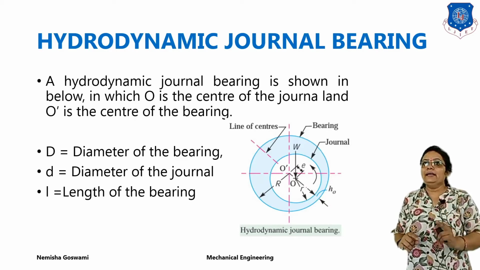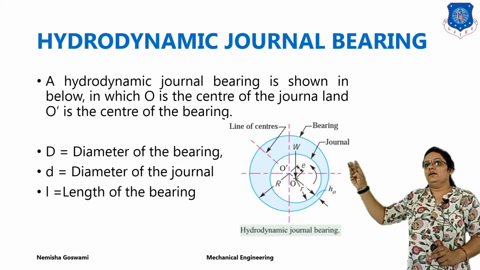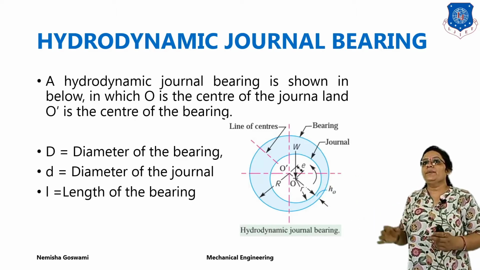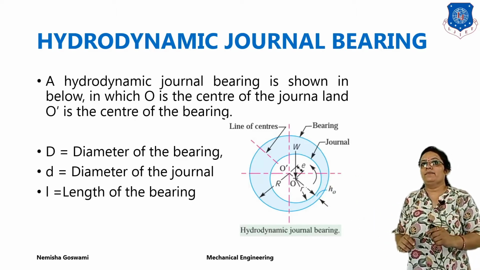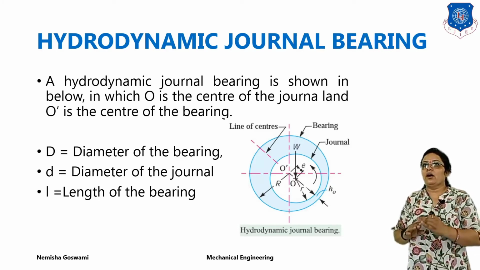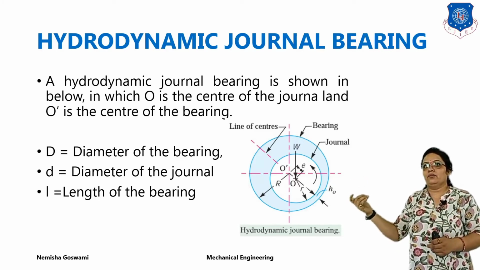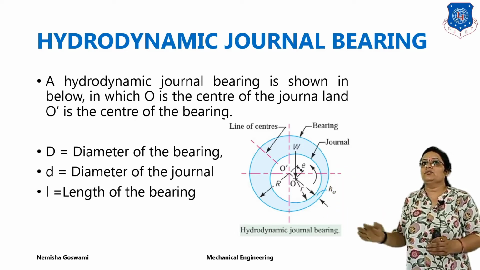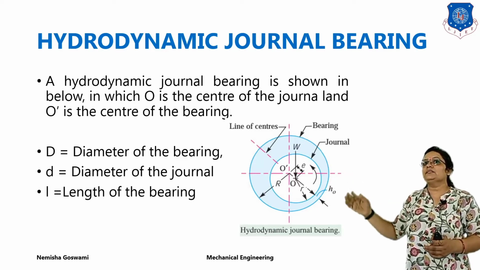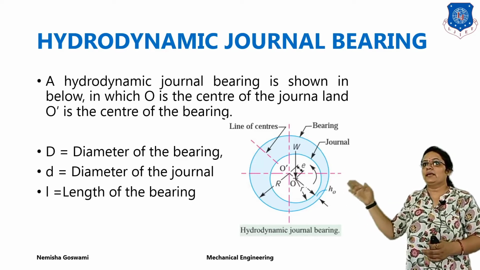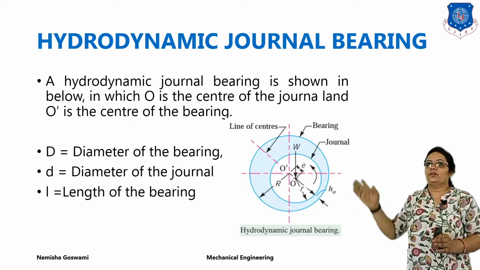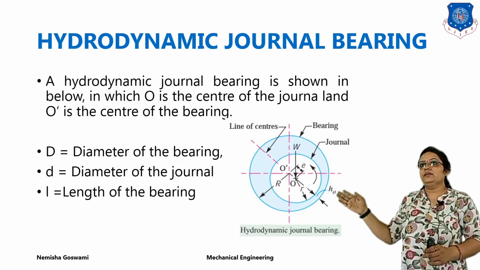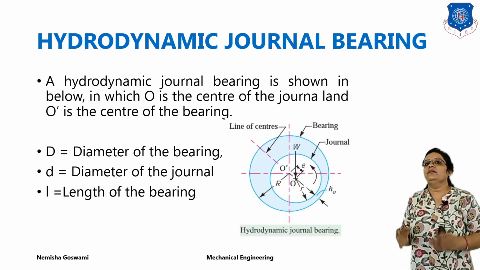In the ideal condition, these two center points O and O dash should lie on the same point. But in actual practice that is not possible, so there may be some eccentricity. Here the outer portion is the bearing, and its diameter is denoted by capital D. Capital D indicates the diameter of the bearing, and the diameter of the journal is denoted by small d. L is the length of the bearing.